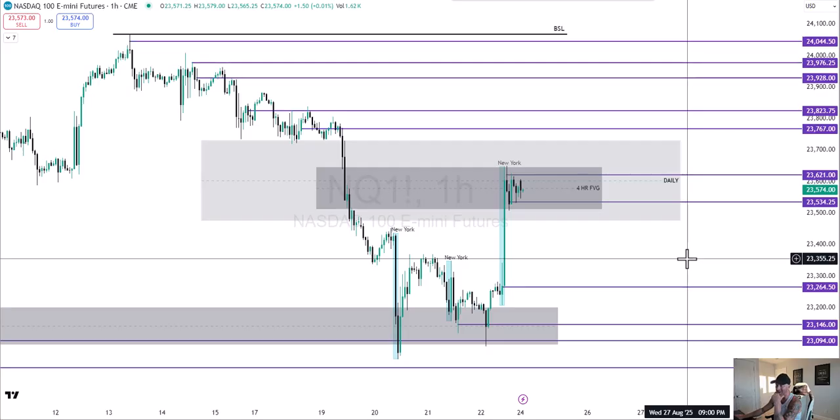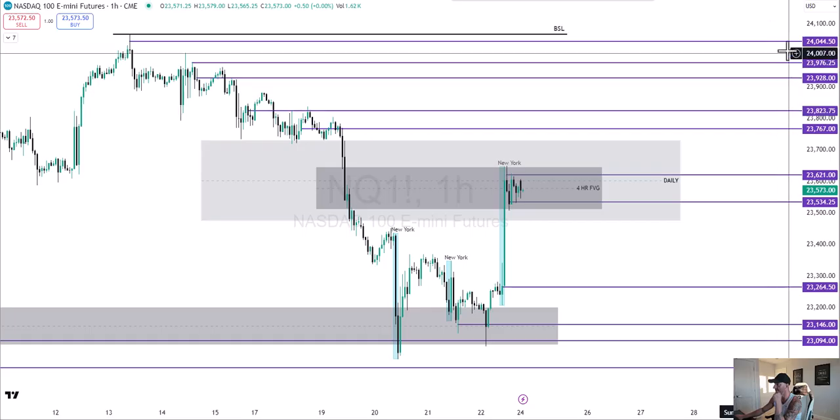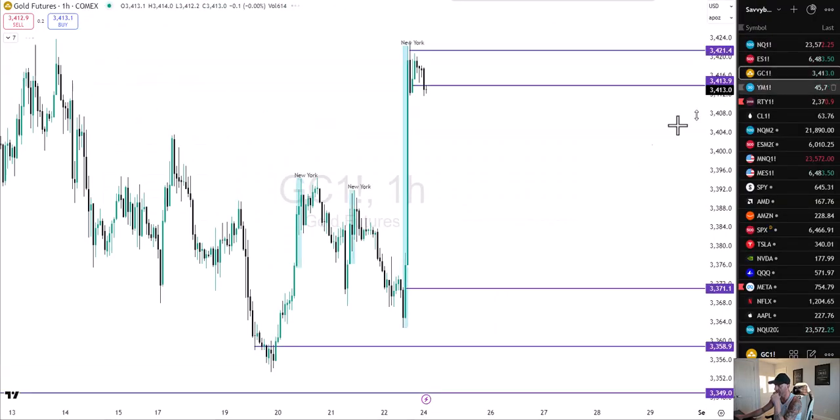So tomorrow, I don't have any predictions. I'm gonna wait and see what I get in the morning, see what the Asia session does, see what the London session does, see where my levels are, see what's been respected, and then make my game plan from there. So let's just hop on to gold and see what we got.